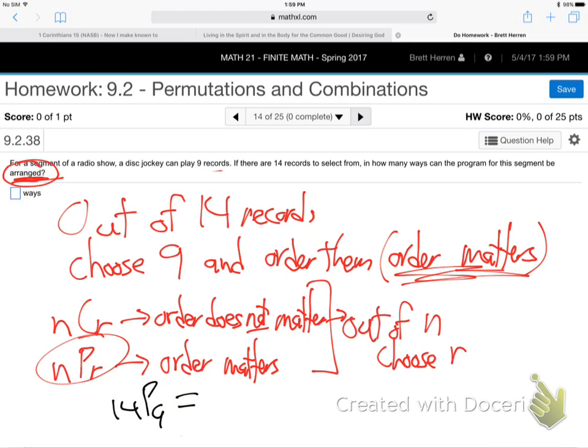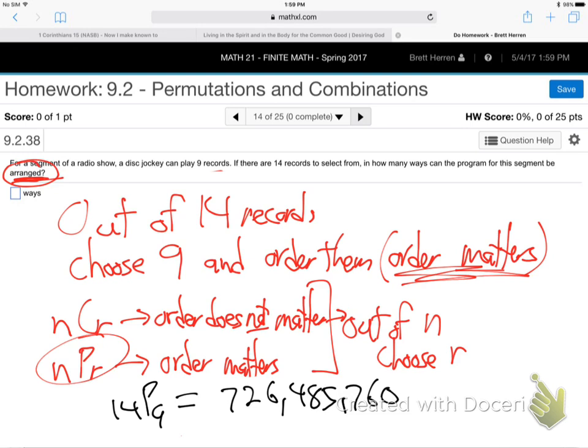Hit the buttons on your calculator. Somebody got it? What's the number there? 2002? That's not it, that's for C. Oh, sorry, you're right. 726,485,700. Would you have guessed there's 726 million different ways to choose 9 songs and put them in order?